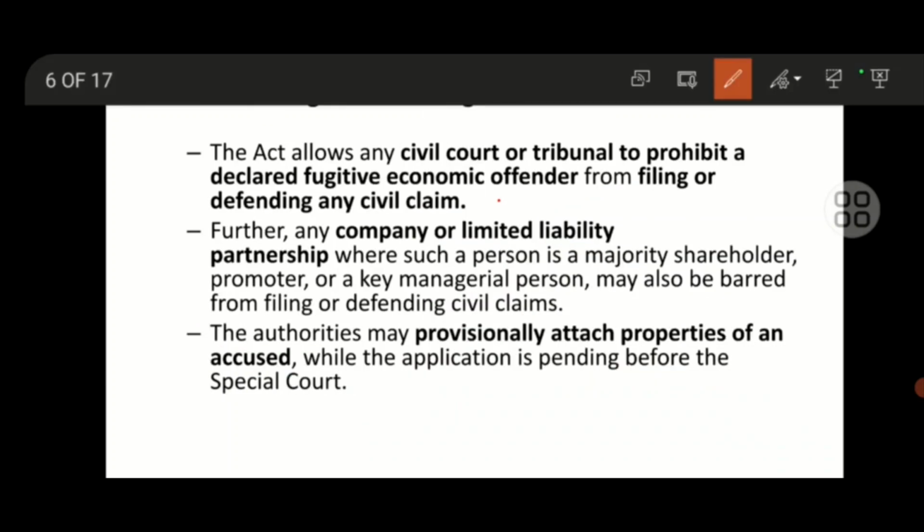This act allows any civil court or tribunal to prohibit a fugitive economic offender from filing or defending any civil claim. They cannot go for a civil claim. Any company or limited liability partnership in which such a person is a majority shareholder is also barred from the civil claim. And the authorities may provisionally attach properties of an accused.